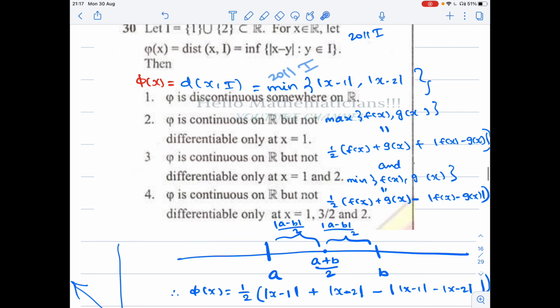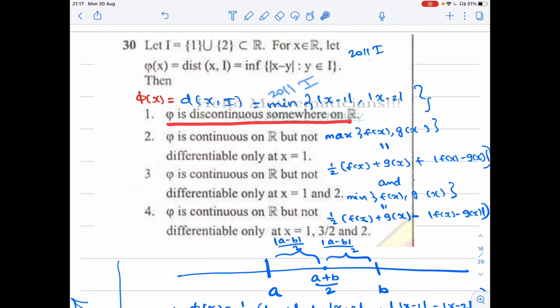Then the options are: pi is a discontinuous function; pi is continuous on R but not differentiable at x equal to 1; pi is continuous but not differentiable at x equal to 1 and 2; pi is continuous but not differentiable only at x equal to 1, 3 by 2, 2.